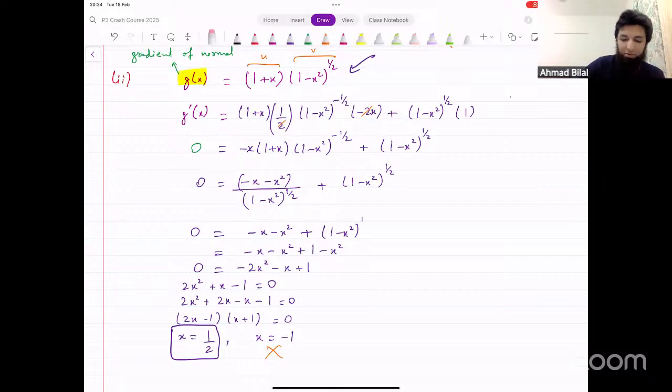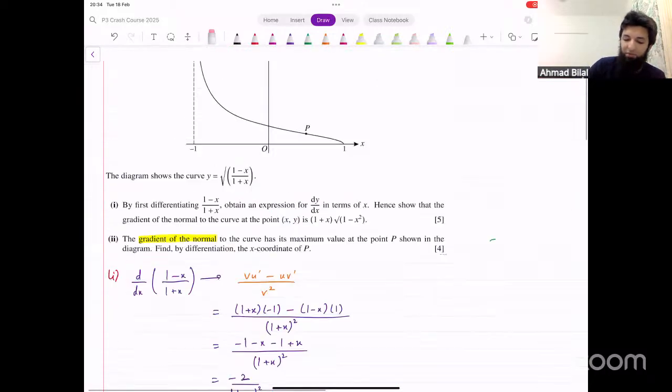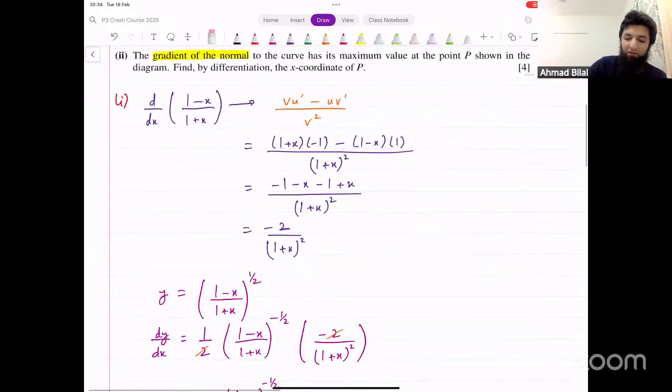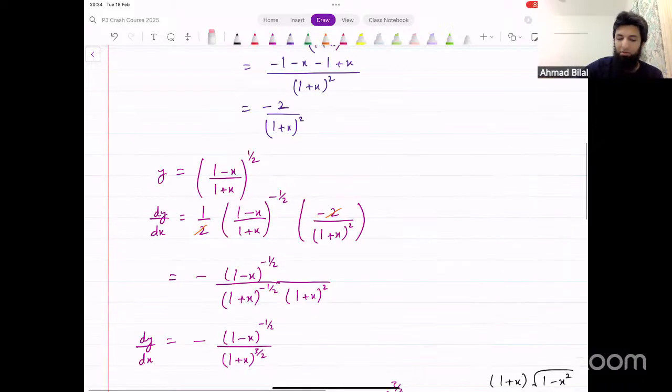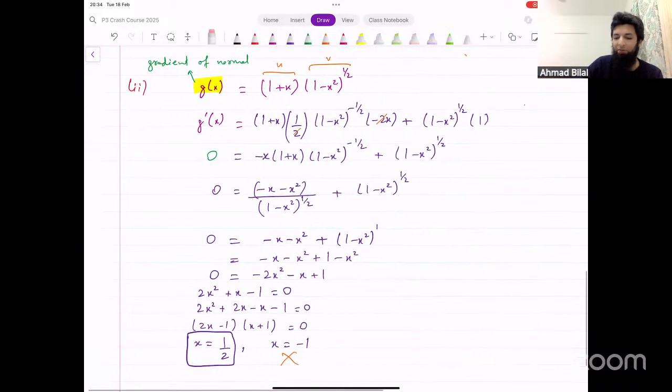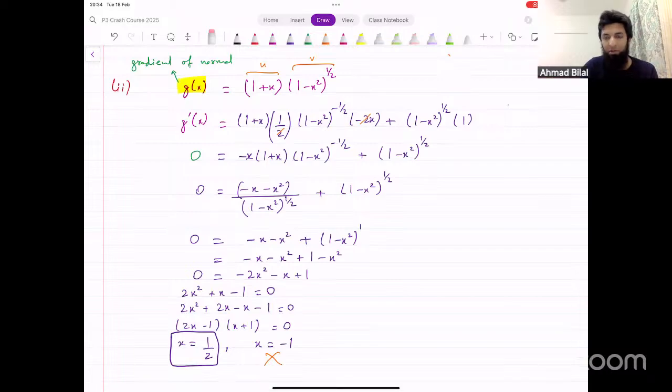Okay, so the maximum point that we're looking for is with respect to the gradient of the normal. That original function, that's irrelevant. We're not talking about that anymore. Okay, we're talking about gradient of normal. We find the derivative of that gradient of normal and put that equal to 0.